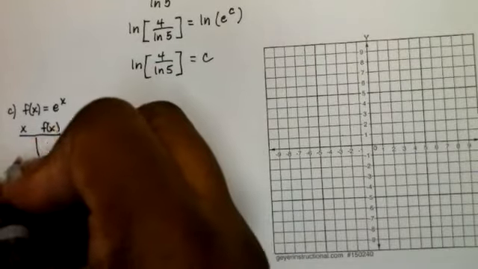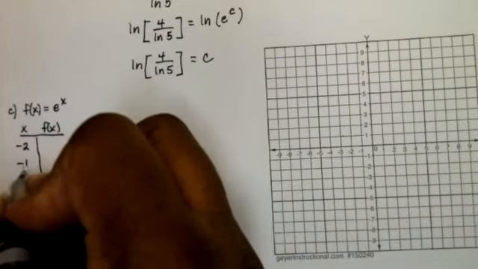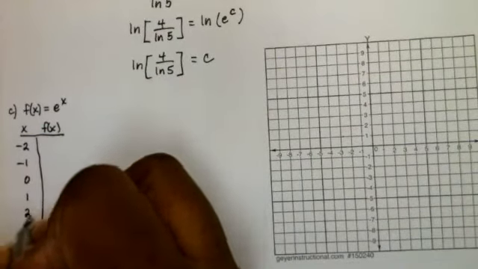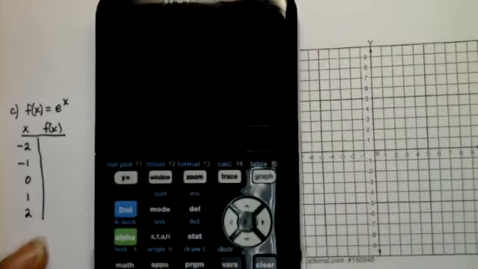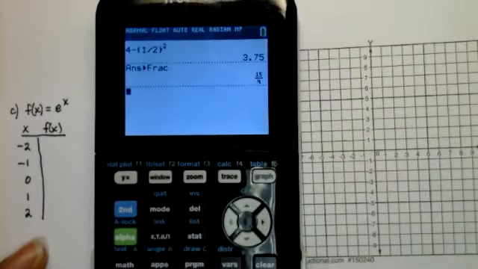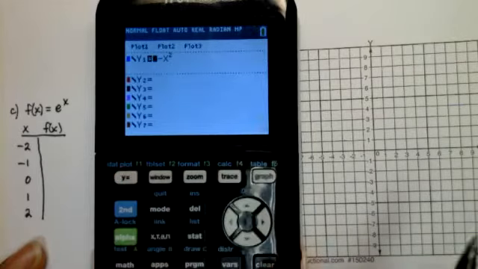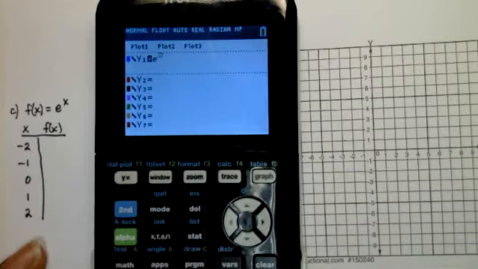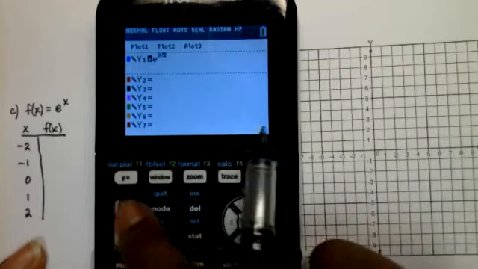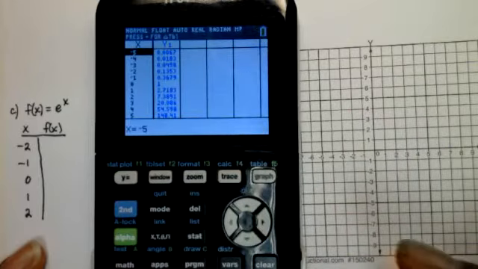Now here I'm picking values like -2, -1, 0, 1, and 2. Okay, I'm picking conservative x values here, and I'm going to show you why. If I go to y equals, clear that equation out in y1, I'm going to do second ln for the e to the x, and then I'm going to do second graph for the table.